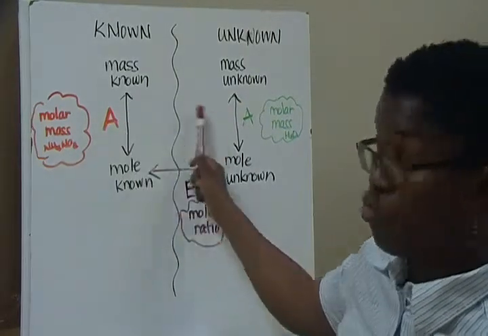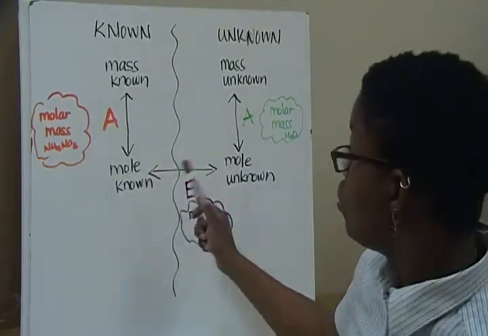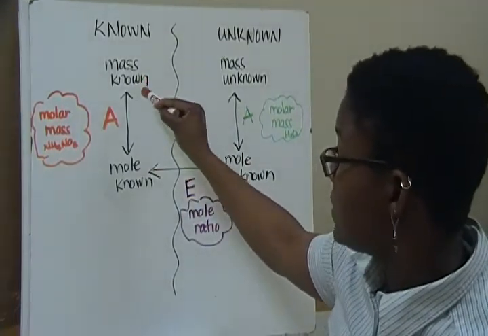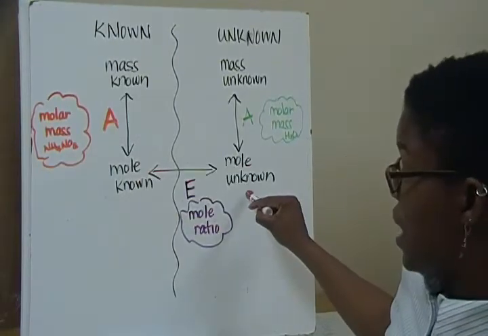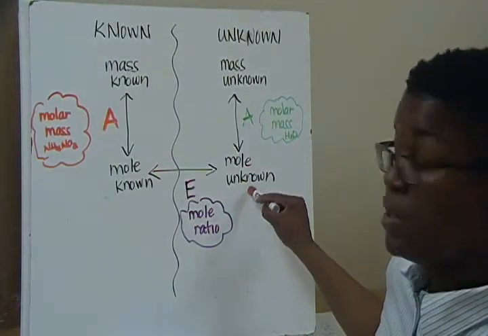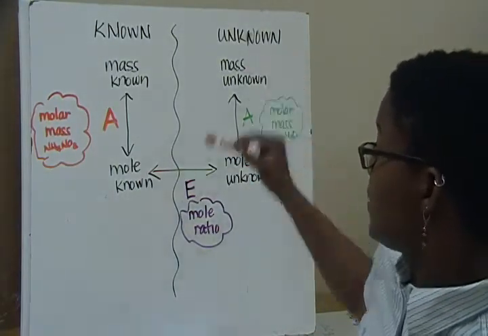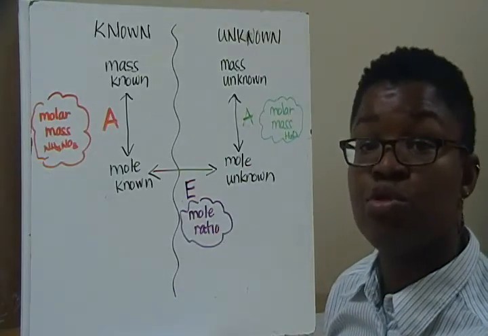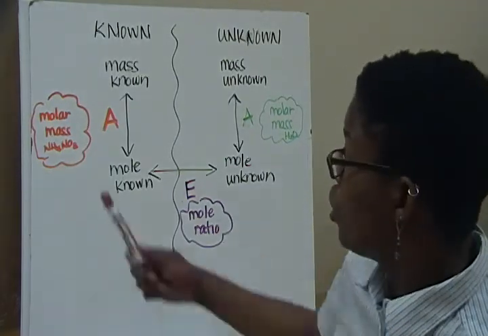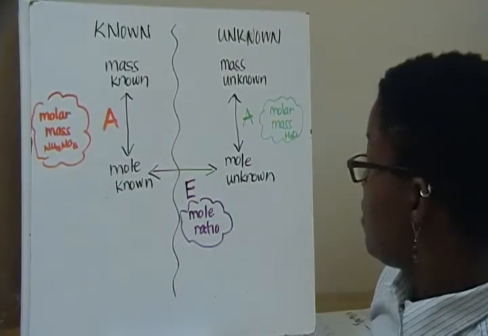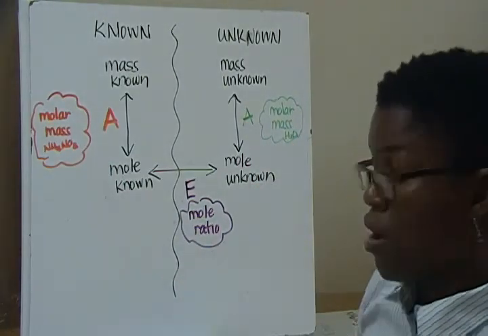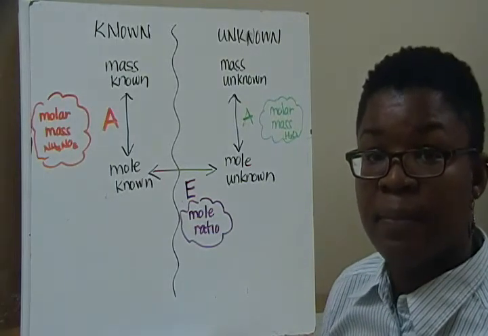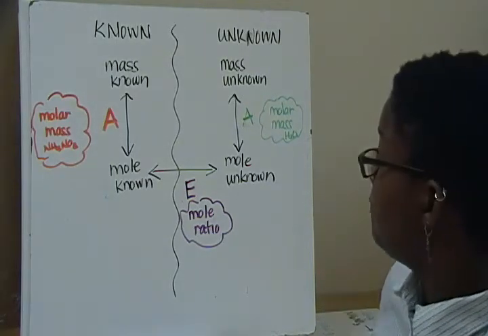You can't just go straight across. That's not an option. So you have to go from mass of known to moles of known, then from moles of known to moles of unknown, which in this case is H2O, and then from there to the mass of unknown. This means you're going to use two different A's, if you will. You're going to use the molar mass of your known, then you're going to use the molar mass of your unknown. But in the middle, you have to use your balanced equation to figure out your mole ratio.